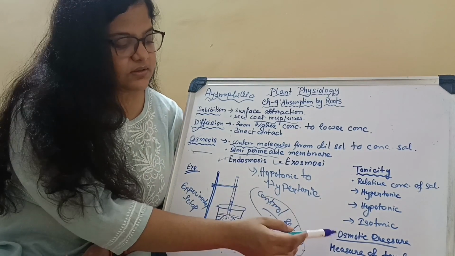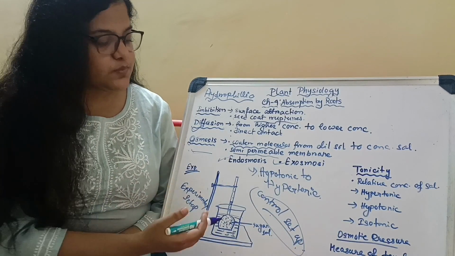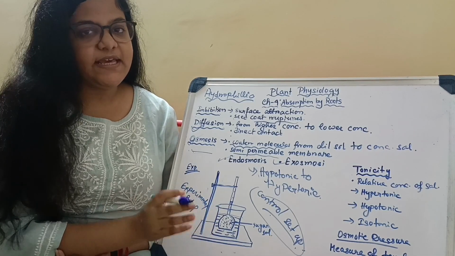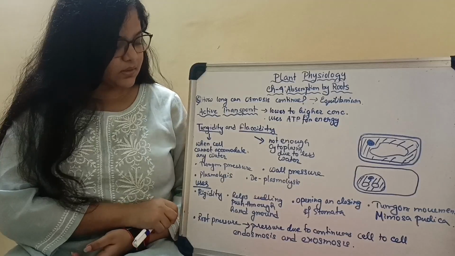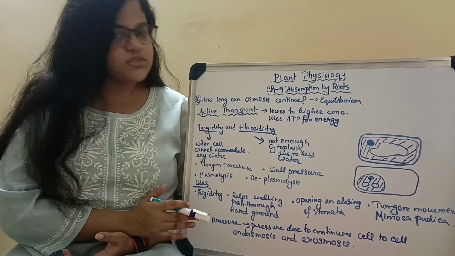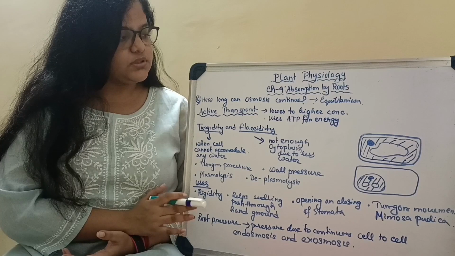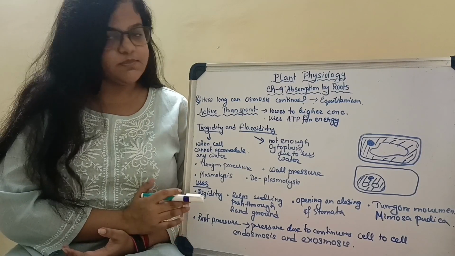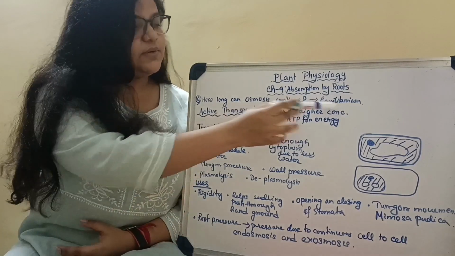Now there is one more thing, that is osmotic pressure. Now what is osmotic pressure? Osmotic pressure is the measure of the tendency to take in water through osmosis. Okay. Now for how long does this osmosis continue? It continues until both the solutions, that is outside the cell and inside the cell, become equal. That is, it attains the stage of equilibrium.